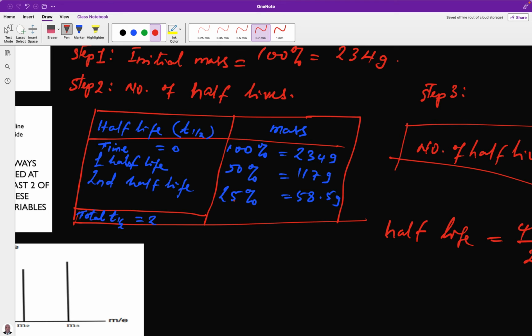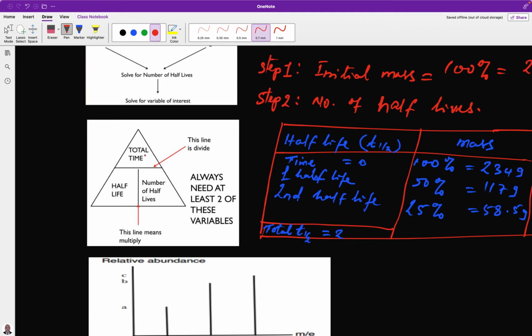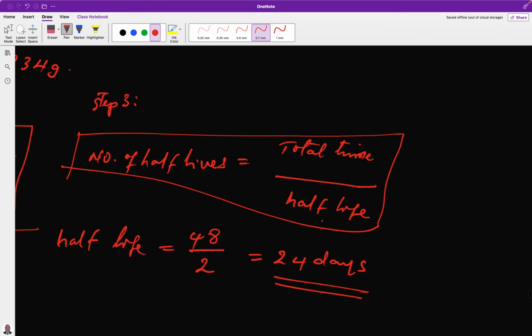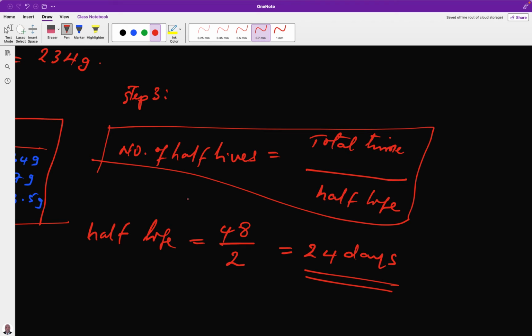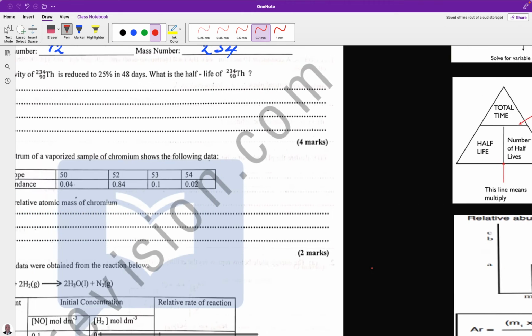Now, we have arrived at the percentage that was given. And the total half-life is what? 2 half-lives. Now there is a relation: the total time, half-life, and the number of half-lives. So when we are looking for the half-life, we now make this a subject, and that is what we have just done here. Our half-life will now be total time divided by the number of half-lives, which is equals to 2. And our answer is 24 days.